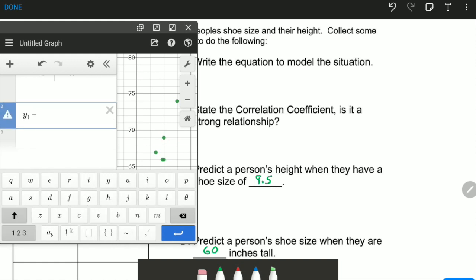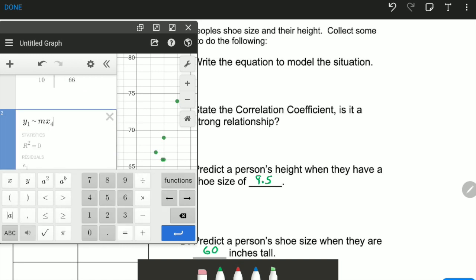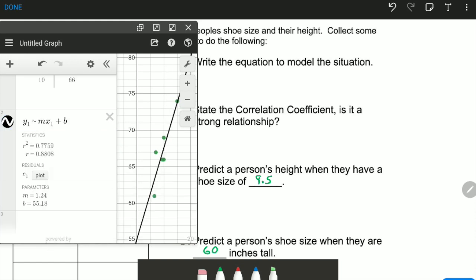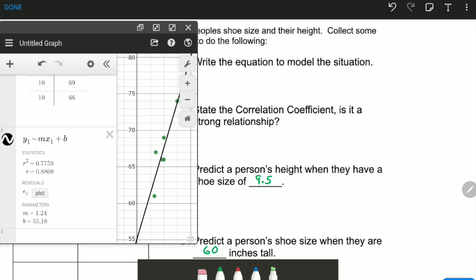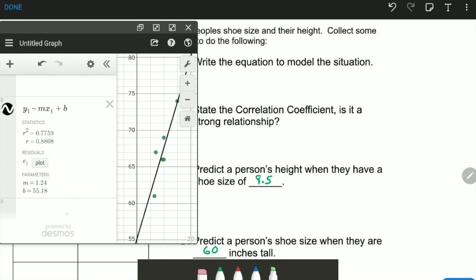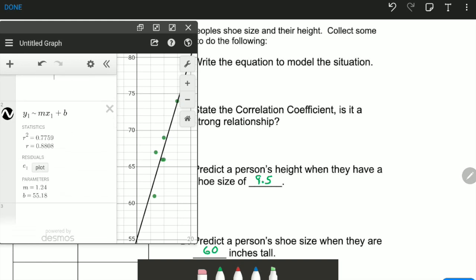with the squiggly, m x1 plus b. The y1 and x1 can change depending on what's up here at the top of the table. I had to use y1 and x1 because y1 and x1 are at the top of my table. Once you have that, the m and b to write the equation are right here.